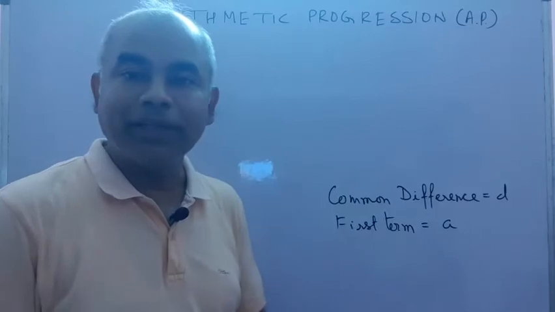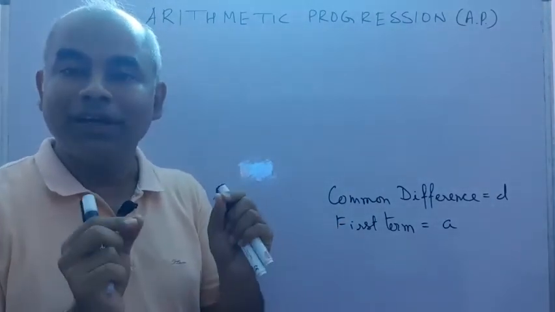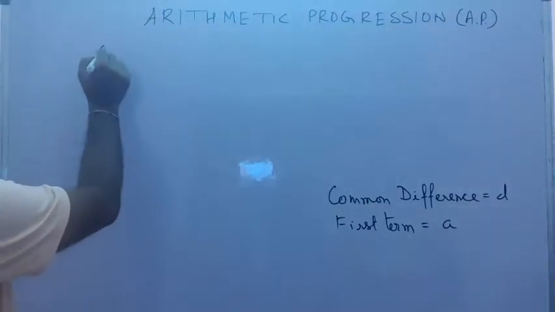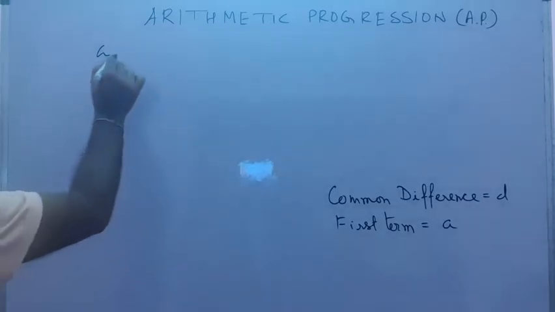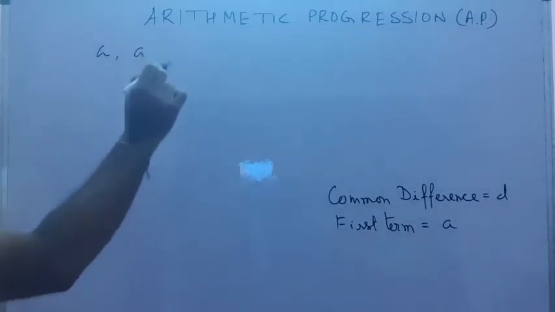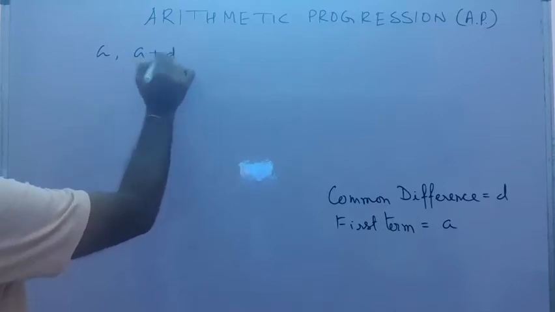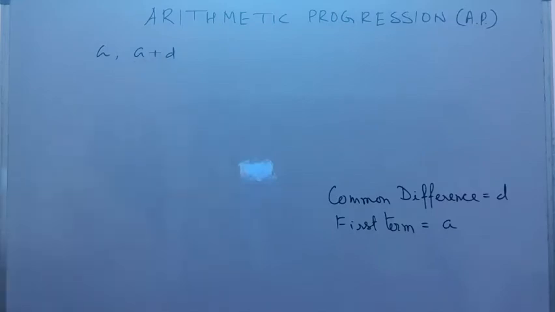Okay, so students, first term a, common difference d. Suppose we are going to write an AP symbolically. So my first number will be a, because first term is denoted by a. What will be the next number? For the second term, with the first term I have to add the common difference. So if I denote the common difference by d, then my second number will be a plus d.